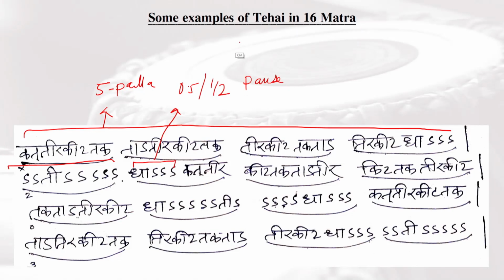So the structure of this Tehai will be 5 into 3, 15, and 1 into 2, that is 0.5 into 2, that is 15 plus 1, so we get 16. So this is the basic Tehai in 16 matra. So we will try to recite this Tehai.